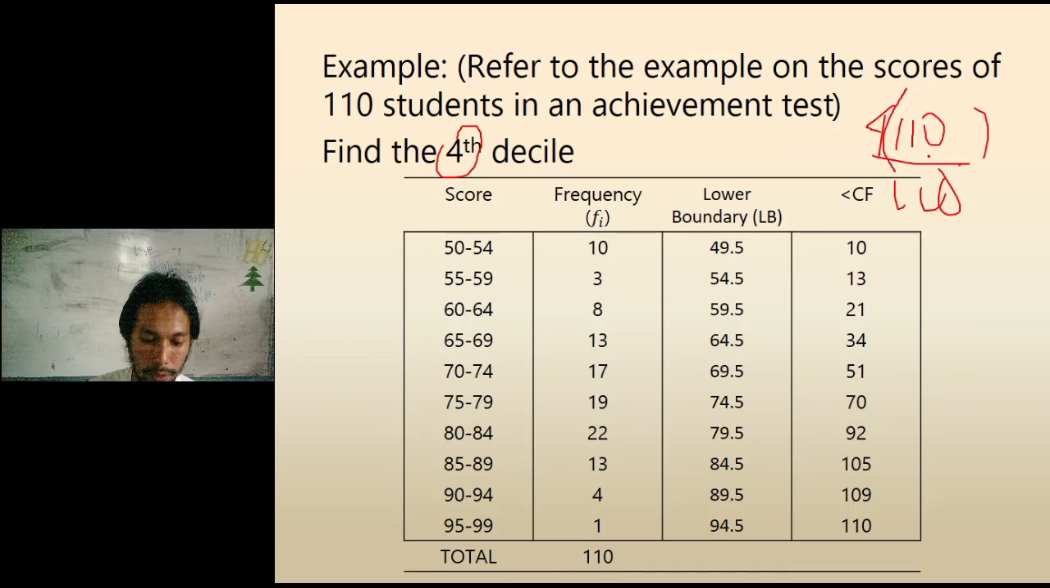4 times 110 divided by 100. Oh, no. Not 110 over 100. Sorry, it's 10 because it's a decile. So, divided by 10.